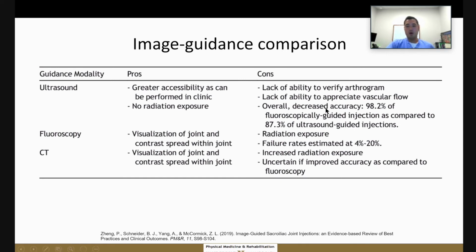It also can be harder to verify whether you're truly in the joint with contrast use, as opposed to fluoroscopy, where you may see better contrast spread, as opposed to ultrasound guidance. However, it's not perfect, because even though you're using one of these modalities, there are times where you're not actually truly in the joint itself.